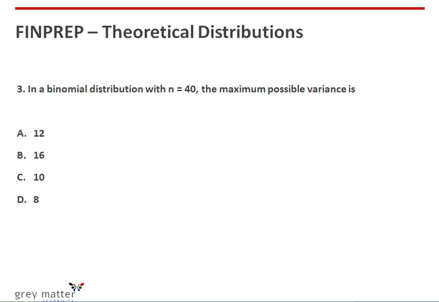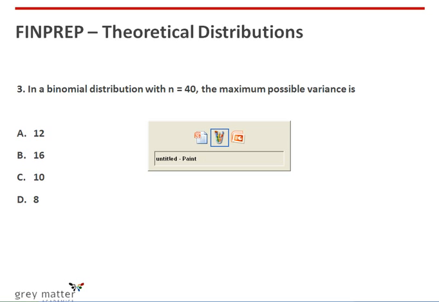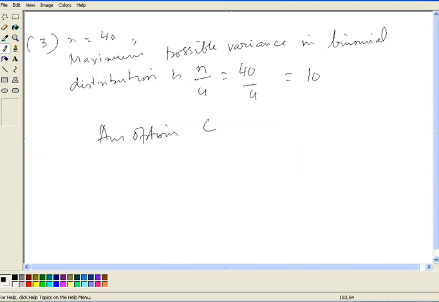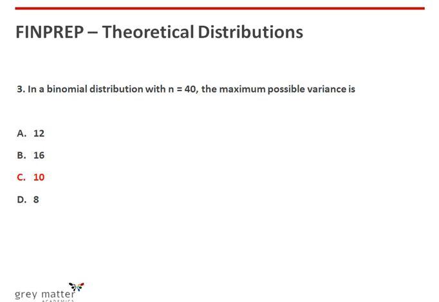Third question: in a binomial distribution with n equal to 40, the maximum possible variance is. Going to our work area, n is given to be 40. Maximum possible variance in binomial distribution is n by 4, which is equal to 40 by 4, which is equal to 10. Answer is option C. Going to our PowerPoint presentation, it is option C, which is 10.